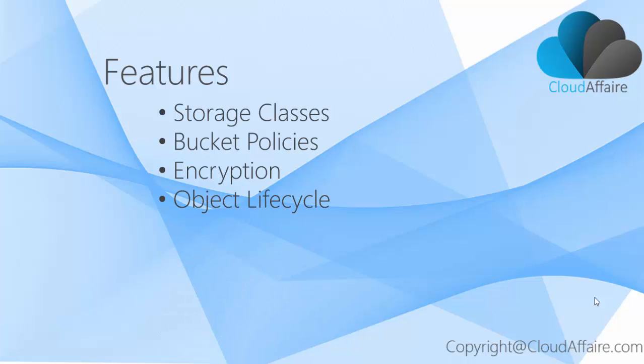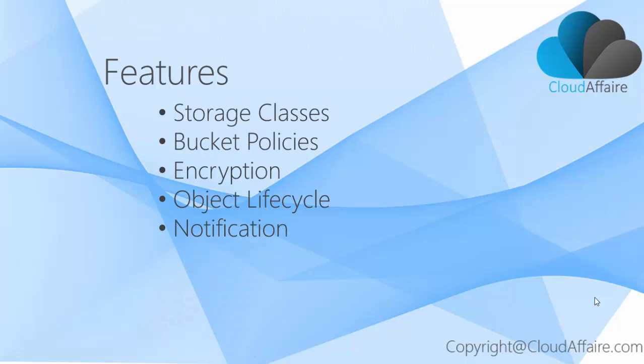Object Lifecycle. You can configure Lifecycle for S3 objects so that they are stored cost-effectively throughout their lifecycle. A lifecycle configuration is a set of rules that define actions that Amazon S3 applies to a group of objects. There are two types of actions: transition actions for object transition between storage classes and expiration actions for deletion of objects after expiry.